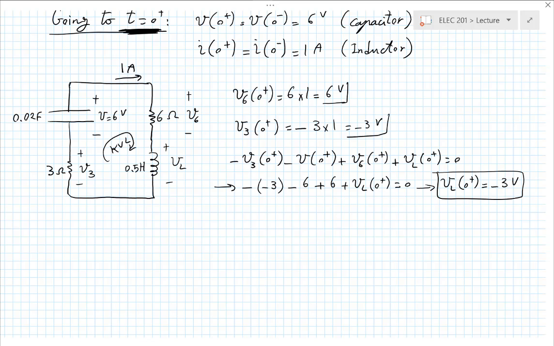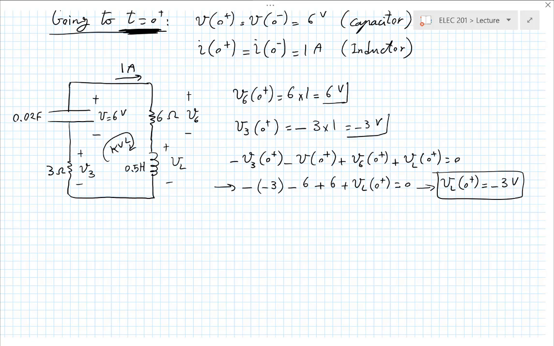Which is in fact, you can see from the circuit, because if you have 6 volt drop across the capacitor and there is a 6 volt drop across the first resistor, then the drop across this resistor has to be equal to the drop across the inductor, right? Well, that's the KVL in spoken words. So now I know how things are at t equals 0 plus.